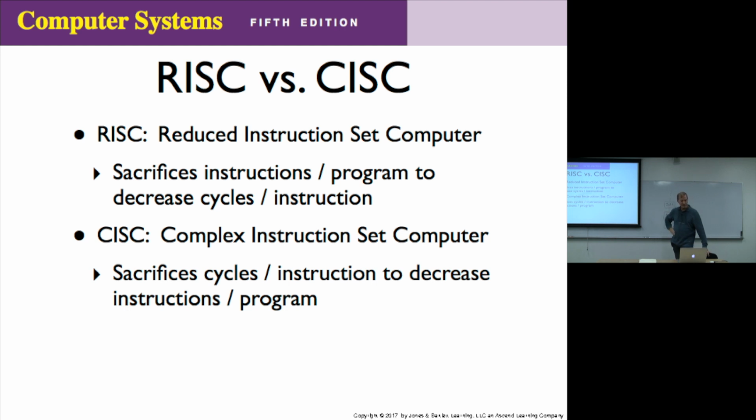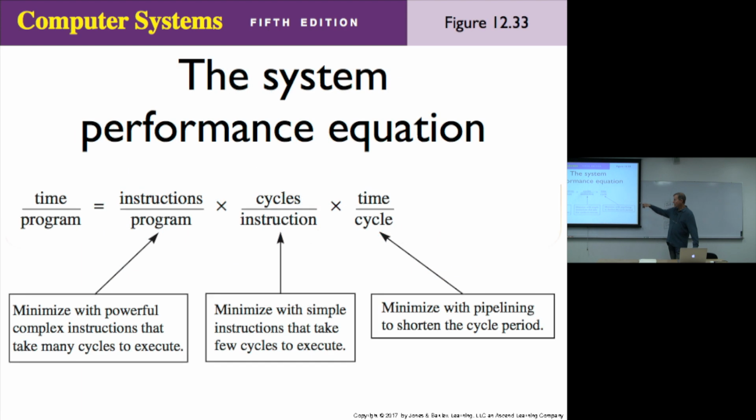So let's go back to the system performance equation in figure 12.33. The RISC philosophy is they minimize the number of cycles per instruction, even at the expense of having more instructions per program. That's in contrast to the old CISC design philosophy, where you want to have few instructions even though they take a lot of cycles, microcode cycles.